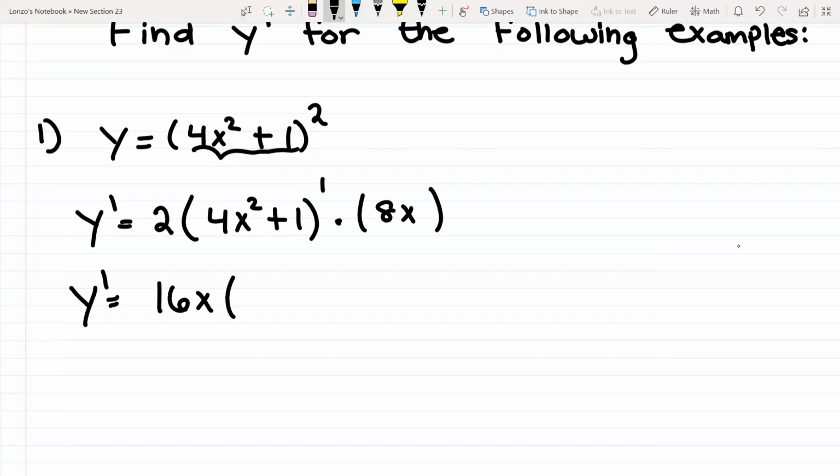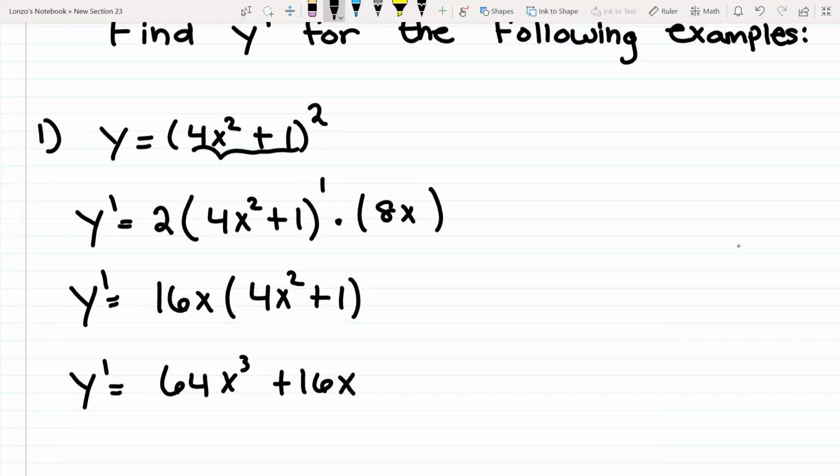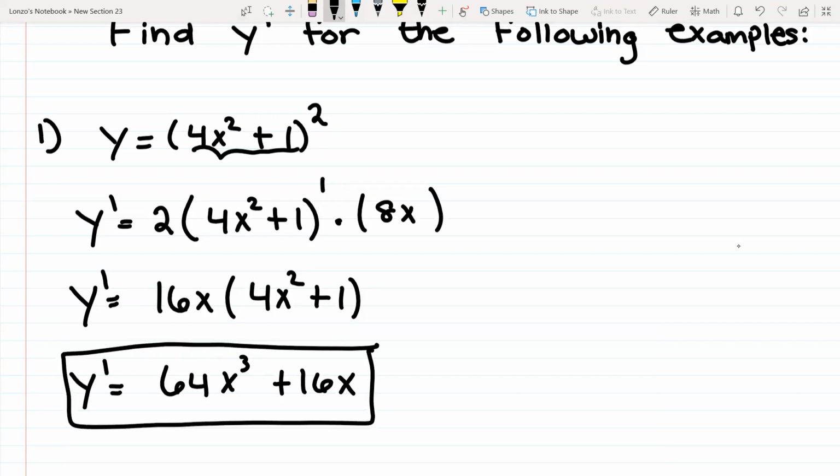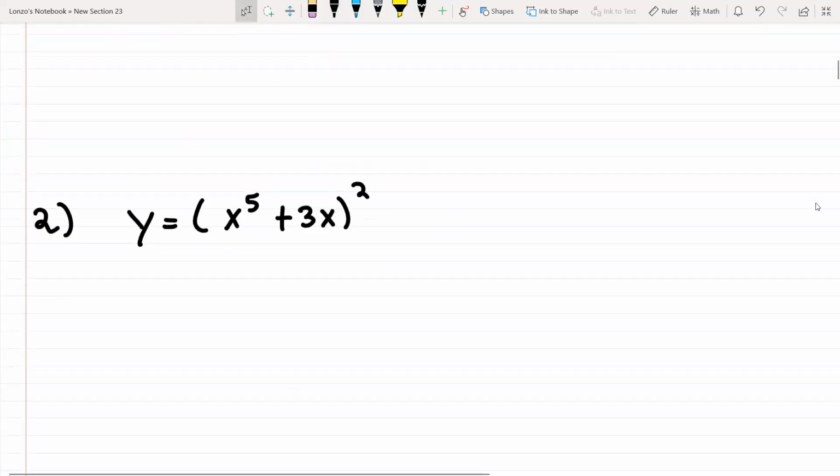Times (4x squared plus 1). When you FOIL it out, you can leave it like this, or you could do one more step, FOIL it out, and you'll get 64x cubed plus 16x. Okay, so that is your first derivative, your y prime, or your slope. If you forgot how to do chain rule, please go ahead and review. And let's do example 2.